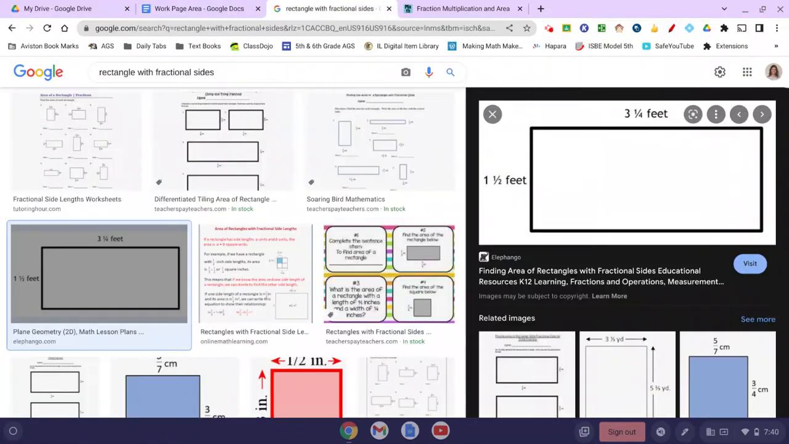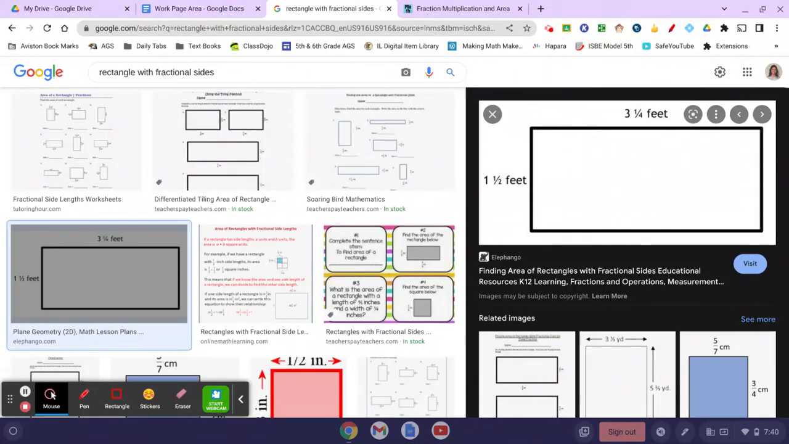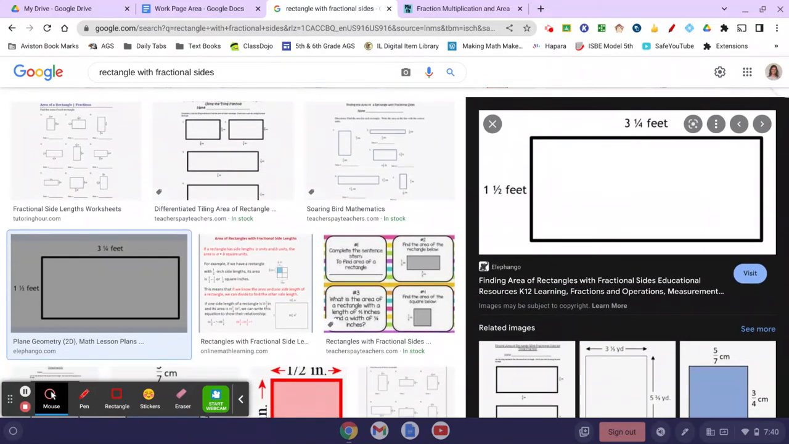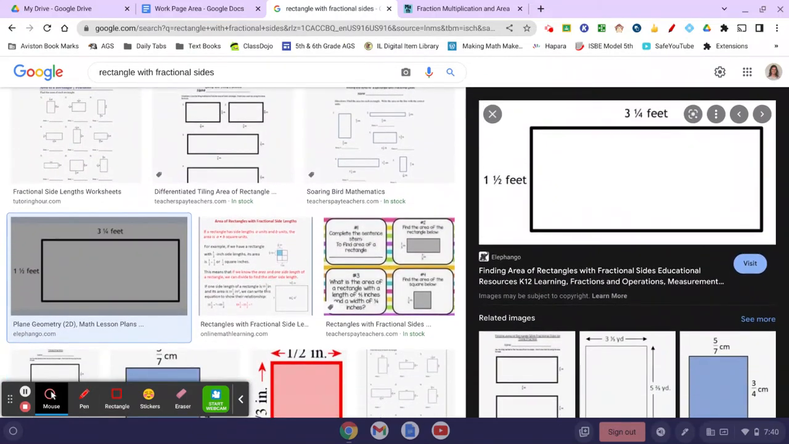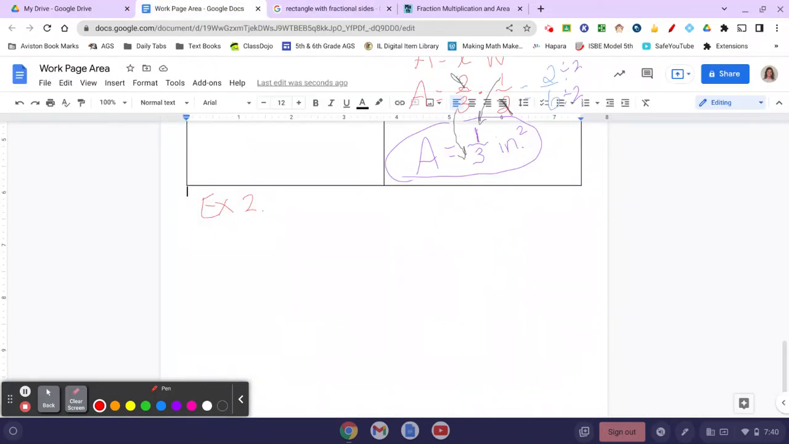And I'm going to pull up a different one. We are now going to focus on this problem. Oops, let me get my pen. This problem over here. Okay. Again, it is a rectangle, so we're going to start by writing our formula of a rectangle. And I know this seems like a silly step, but later on, writing the formula will greatly benefit you. Okay, A equals length times width.